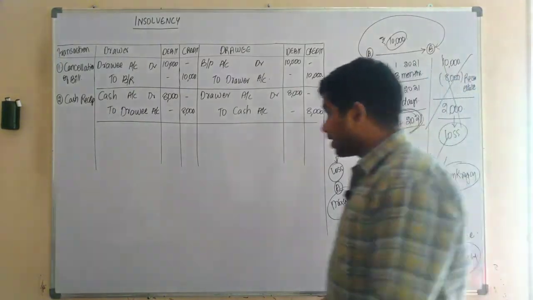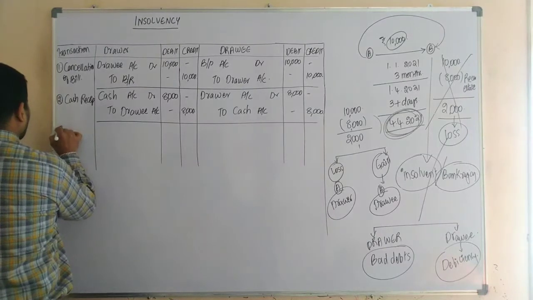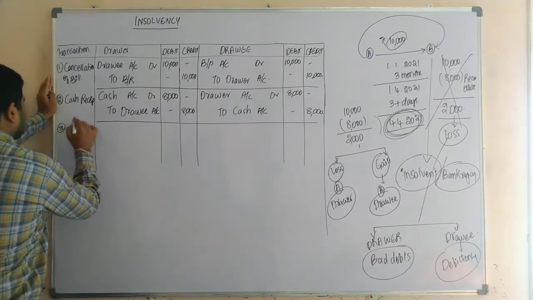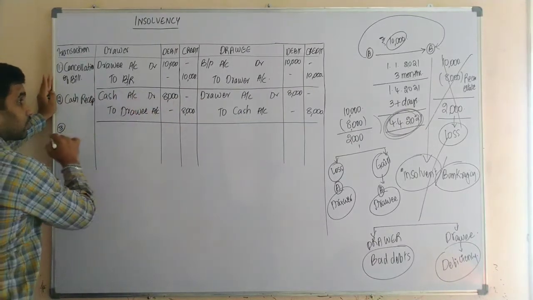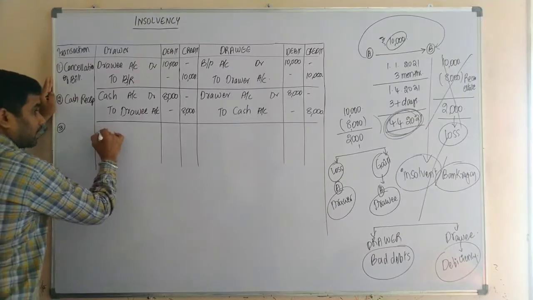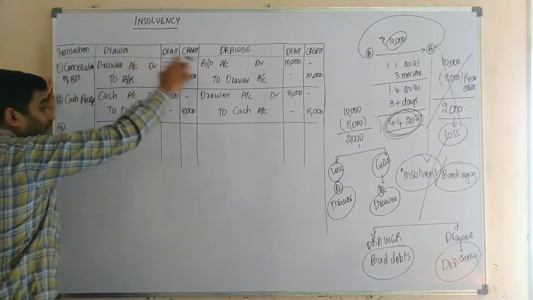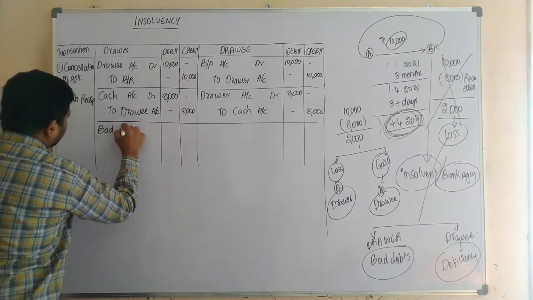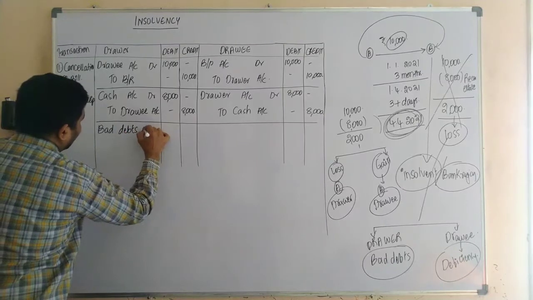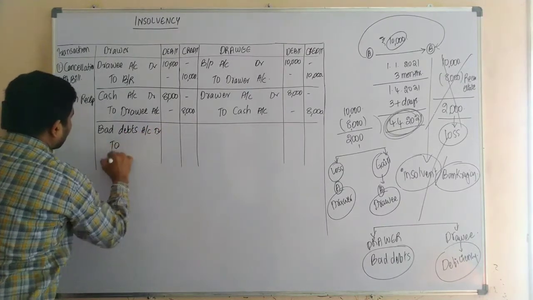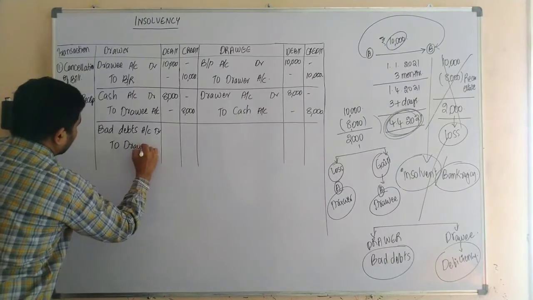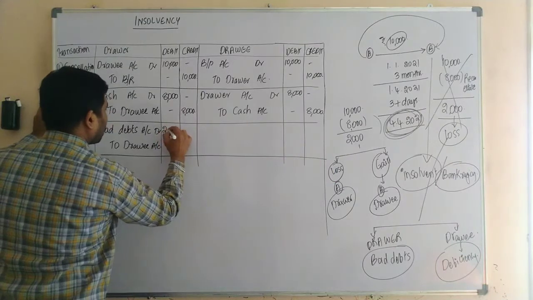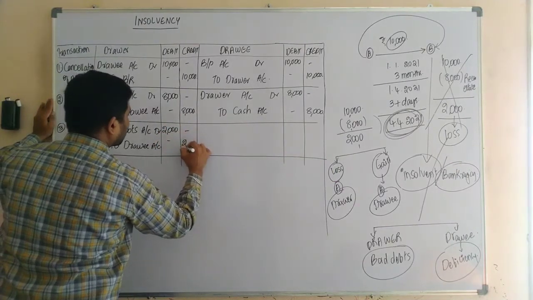Yes or no? So what is the journal entry? The journal entry would be upon loss. So your 2,000 of loss. What is the journal entry? The journal entry would be in the books of drawer, as it is a loss: bad debts account debit to drawee account. So how much was the amount? The amount to the extent of 2,000 rupees.